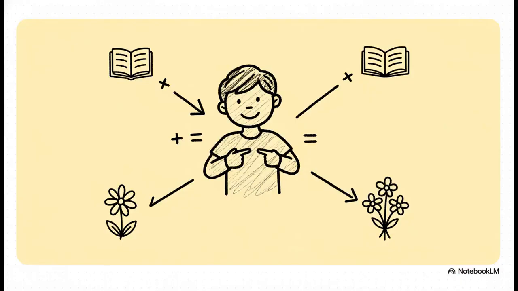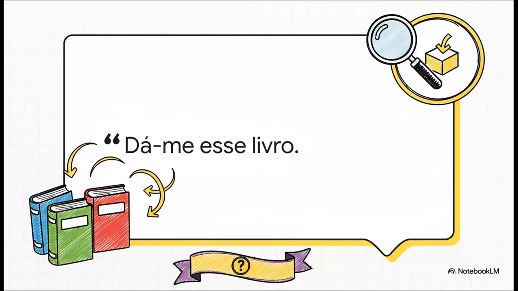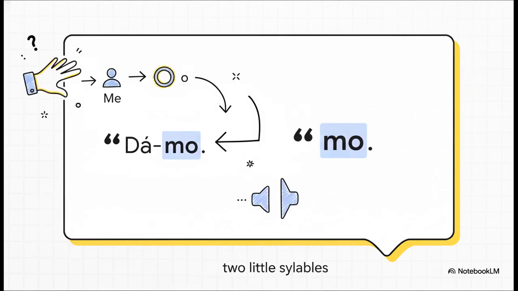So the direct object pronouns for it are o and a. If you combine me, to me, with o, it, you get mo. If you combine it with a, you get ma. It's like a super simple math equation, right? Okay, check this out. Here's a perfectly normal sentence. Dá-me esse livro. Nothing wrong with it. But you can make it sound even more native. Here, esse livro is our thing, our direct object. And boom, look at that. Dá-mo. That's it. Two little syllables that mean give it to me. We took the me and the o from livro and just squished them together. It's so efficient. It's amazing.